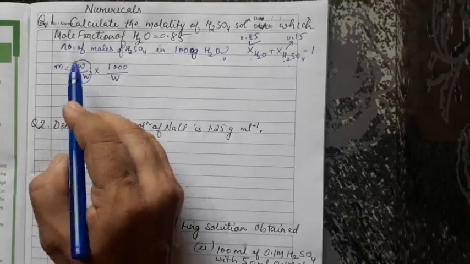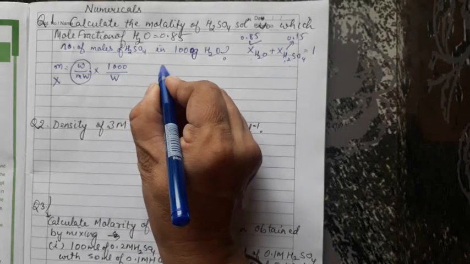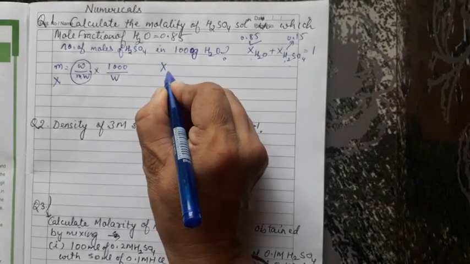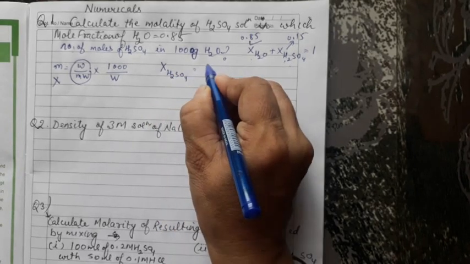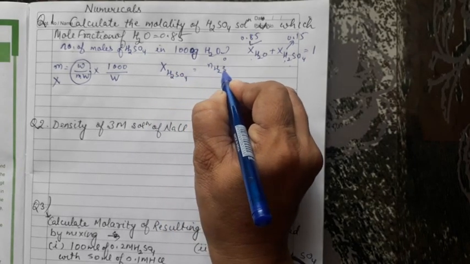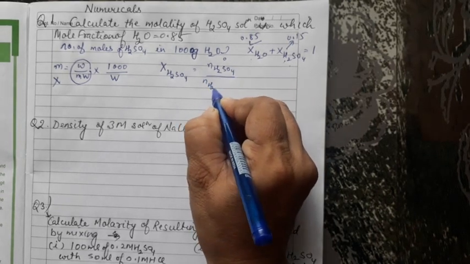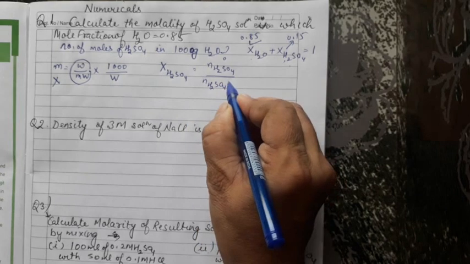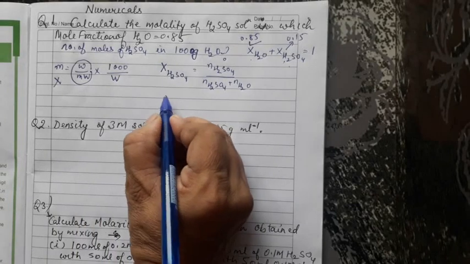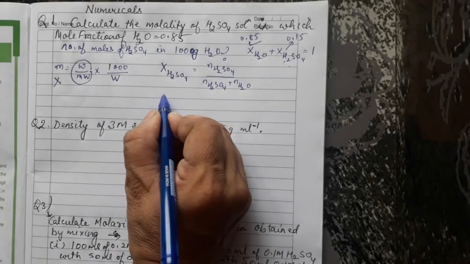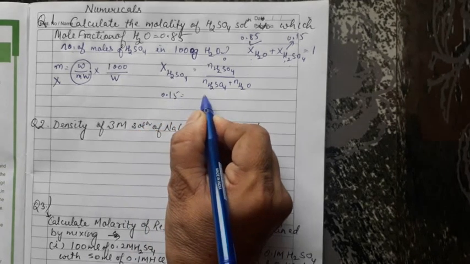Now instead of using this in this particular question, children, we can also use this simple formula. Mole fraction of sulfuric acid is equal to number of moles of sulfuric acid divided by number of moles of sulfuric acid plus number of moles of water. We know this is given in the question. It is given as 0.15. Okay, this mole fraction we have to calculate.